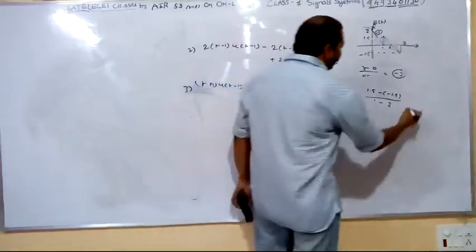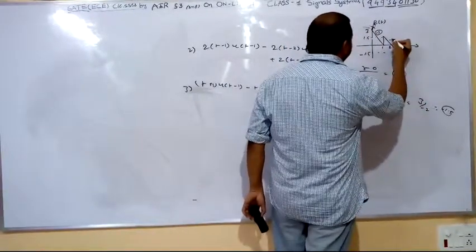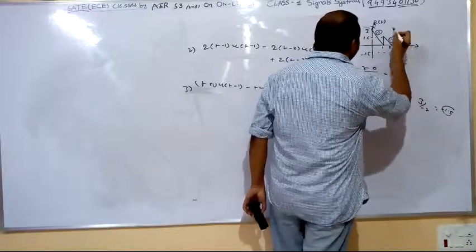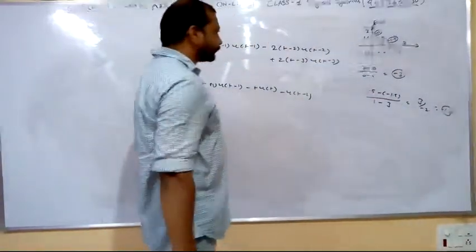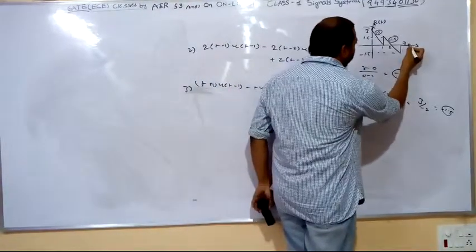1 minus 3, so this value is equal to 3 by minus 2, which is equal to minus 1.5. The corresponding slope here is equal to minus 1.5. Now next, after this, the slope is equal to 0.